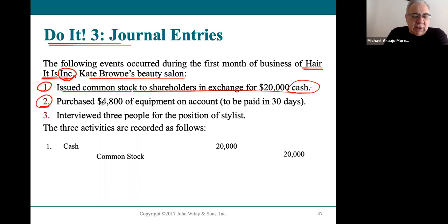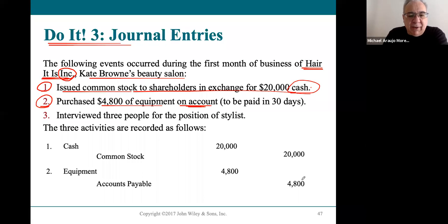Here we purchased equipment on account. Remember, on account, we have to pay it in 30 days. We analyzed it. We certainly have more equipment, but since we have to pay for it in 30 days, we have more accounts payable, right? So when you think about it, more equipment is a debit to the equipment account, more accounts payable is a credit to the accounts payable account, and this is how it would look in the journal.